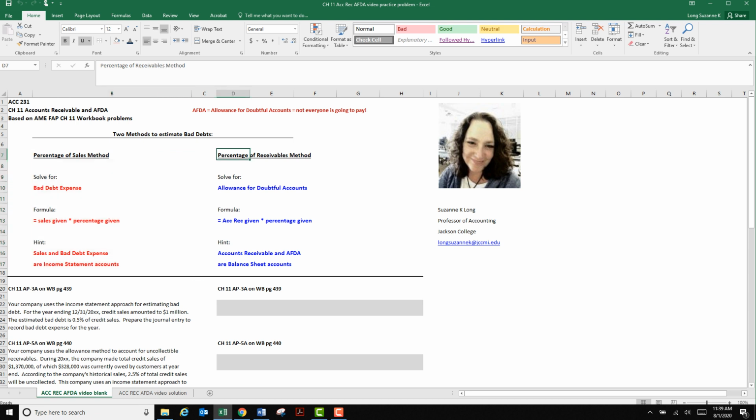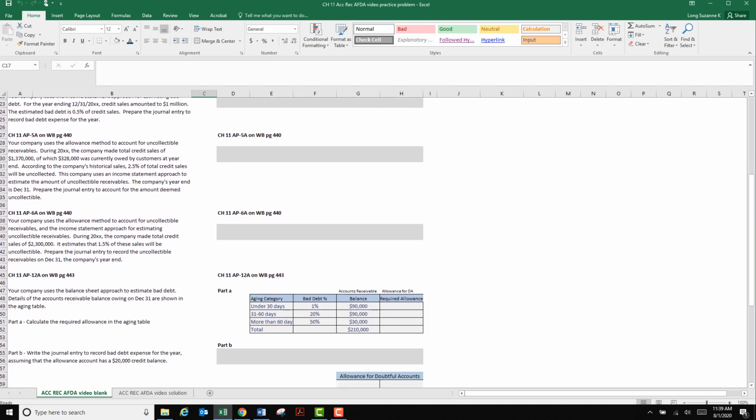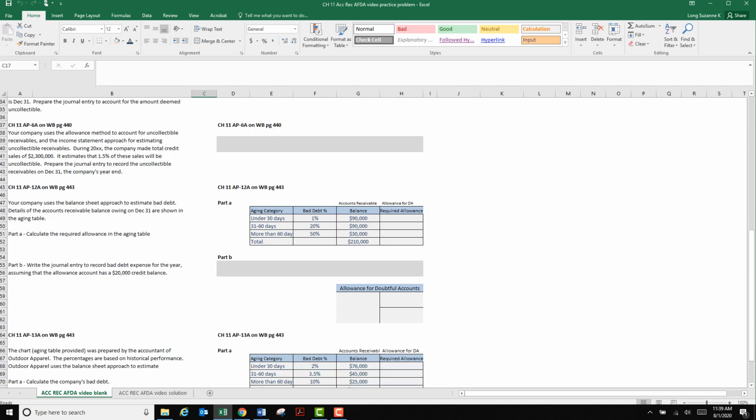The percentage of receivables method, allowance is a contra asset. Accounts receivable is an asset. Those are asset accounts. Those are balance sheet accounts. So the percentage of receivables method is a balance sheet focused method. So for some students, that kind of big picture hint is really helpful. But here's the nitty gritty, and we may come back to this as we get rolling. So there's not really a whole lot of work to do.